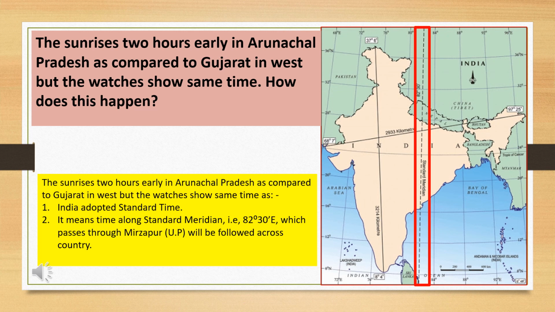By standard time, we mean that the time along a particular longitude will be followed all over the country. And that longitude is known as the standard meridian. For our country, that standard meridian is 82 degree 30 minutes east longitude, and it passes through Mirzapur, Uttar Pradesh. And 82 degree 30 minutes east longitude was selected as the standard time because it passes through the center of the country and it is a multiple of 7.5.